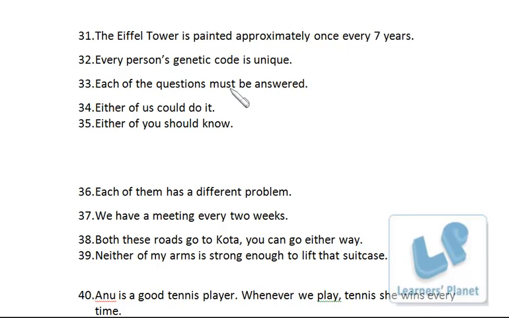Each of the questions must be answered. Either of us could do it. Either of you should know. Each of them has. Each has. Right? We use a singular verb. Each of them has a different problem.